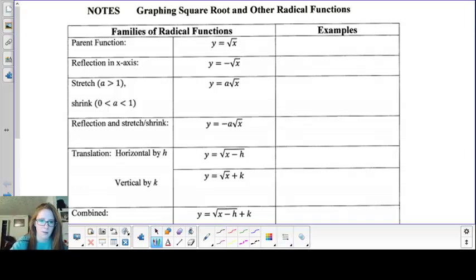Come on, computer. So we're going to talk about graphing these guys, but before we can go ahead and graph it, we need to look at what a basic one looks like. So a square root function is essentially half of a parabola. So we just got done with parabolas, which I know you loved oh so much.